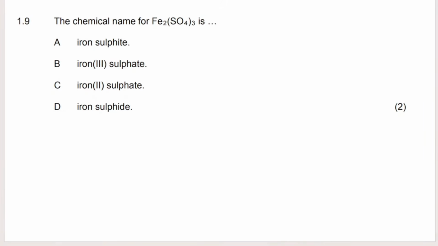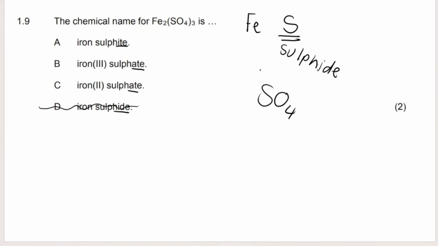The chemical name for Fe2SO4 is, okay, now immediately we can eliminate some of these options. We've got iron sulfite, iron sulfate, iron sulfate, iron sulfide. You should know that if it is an Fe and an S, then it's sulfide. So this is definitely not just an S. This is a polyatomic ion, so it's definitely not D. And you should know that SO4 is the sulfate ion and SO3 is the sulfite ion. So it's definitely not that one either. So that means it's between B and C.